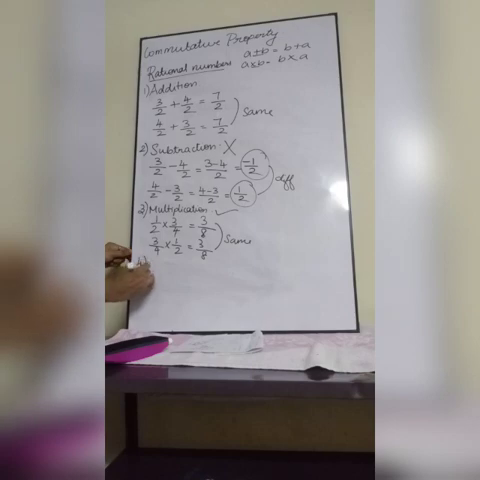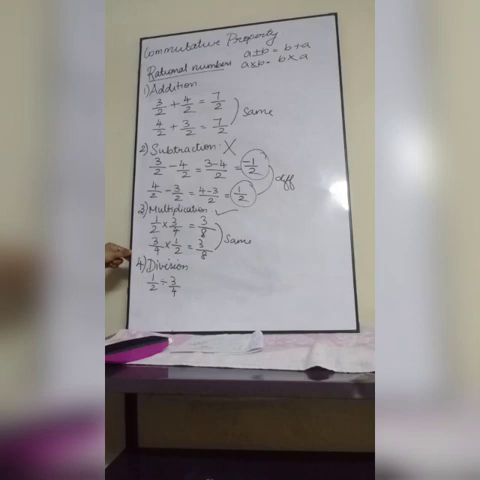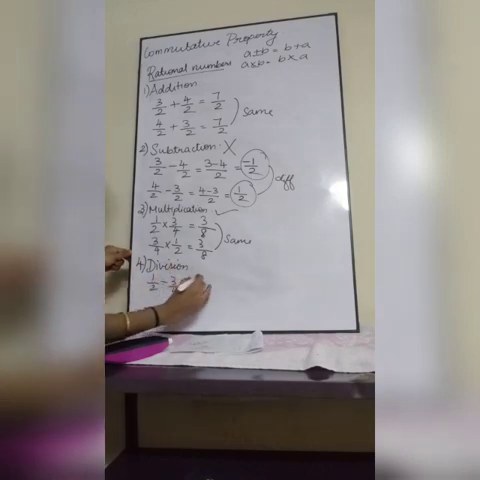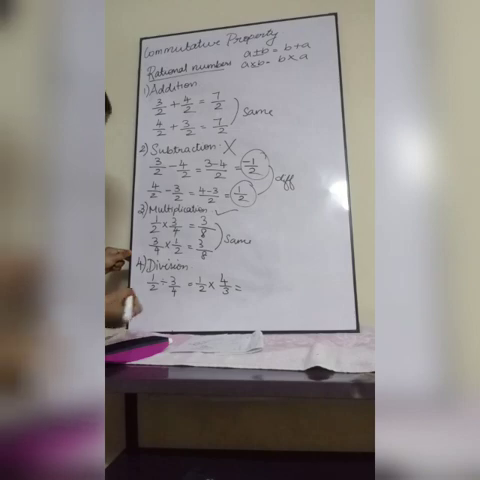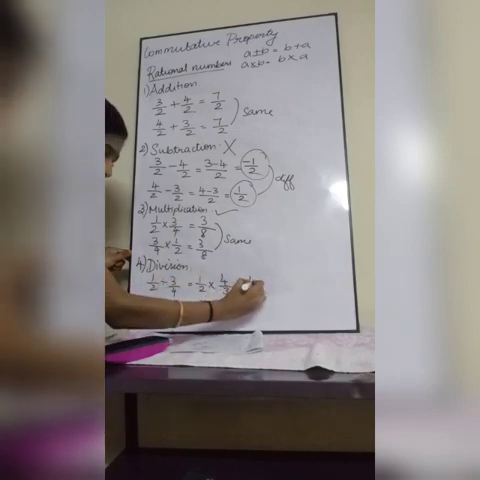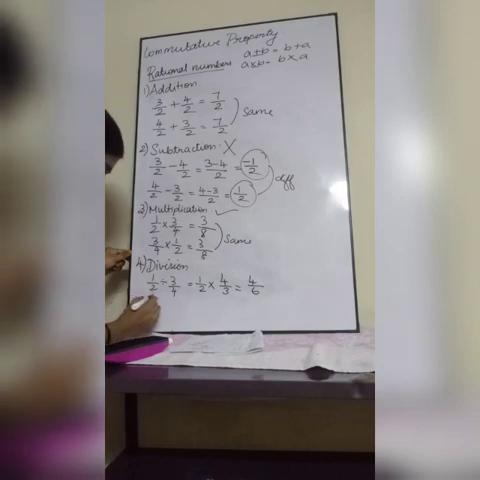Next, fourth is division. So here I am going to do division. 1 by 2 divided by 3 by 4. So division you can't directly do it, right? So what you will do? You will reciprocate it. So 1 by 2 multiplication 4 by 3. Now you can do multiplication as such. 1 into 4, 4. 2 into 3, 6. Right. Next, 3 by 4 division 1 by 2.